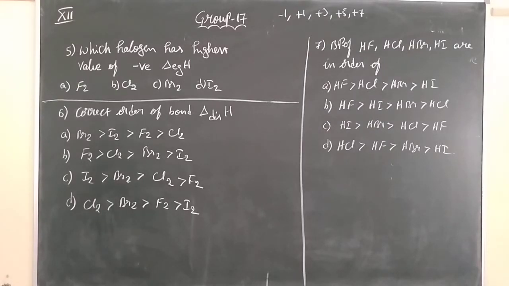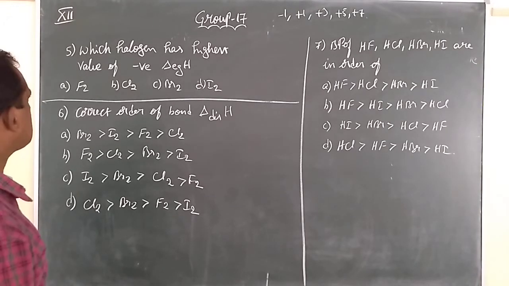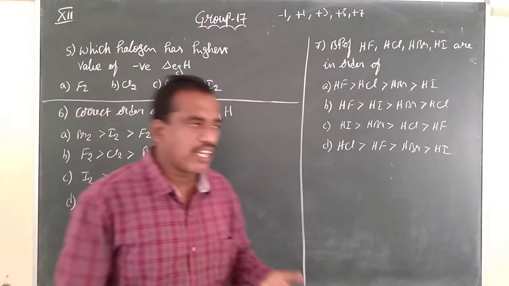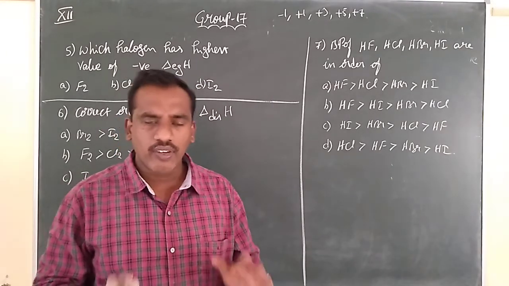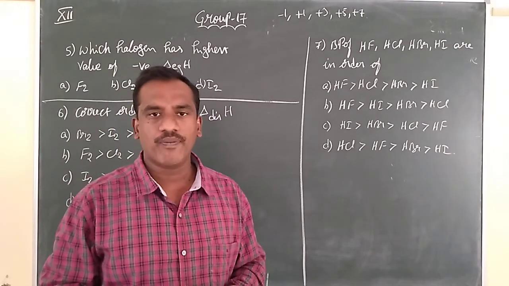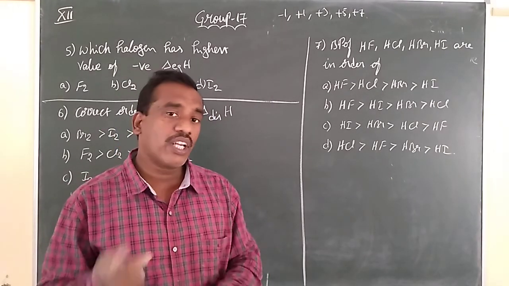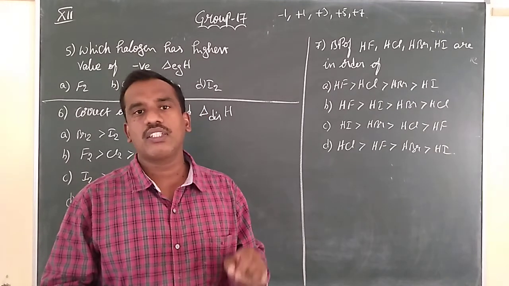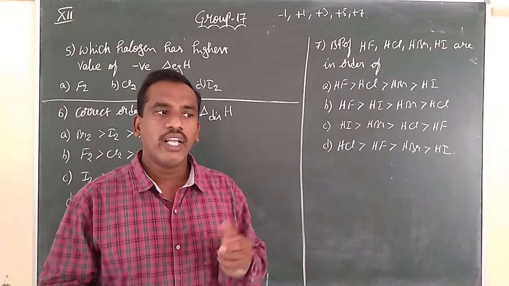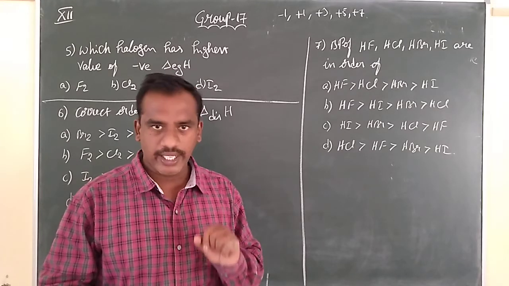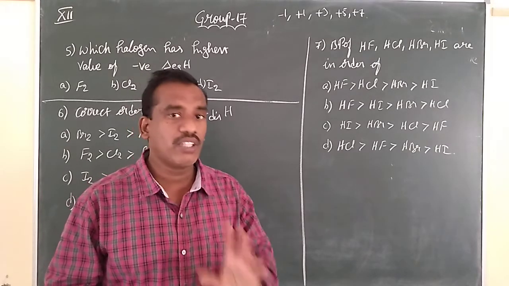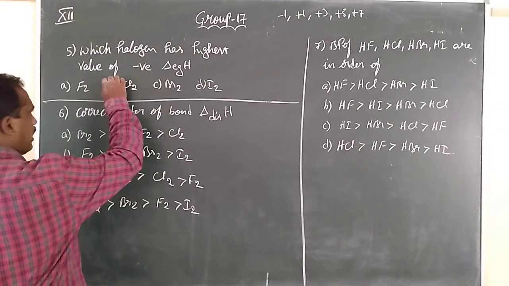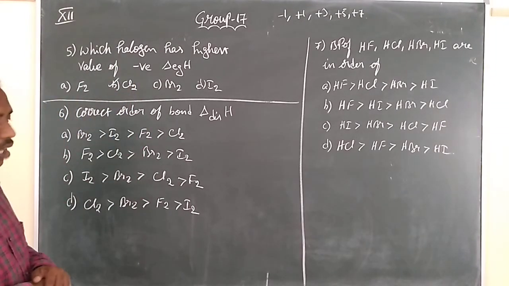Fifth question. Which halogen has the highest value of negative electron gain enthalpy? Generally, whenever an electron is being added, the electron gain enthalpy will be a negative value only. Which element is having more electronegativity? Fluorine. But the lone pairs which are very close on the fluorine are not letting the electron be gained, but it is done in the case of chlorine. So chlorine is having more negative electron gain enthalpy. You can blindly go for the option.